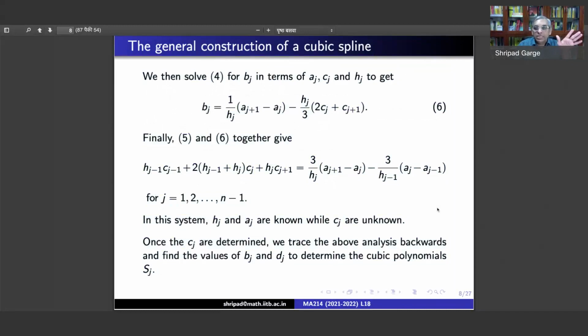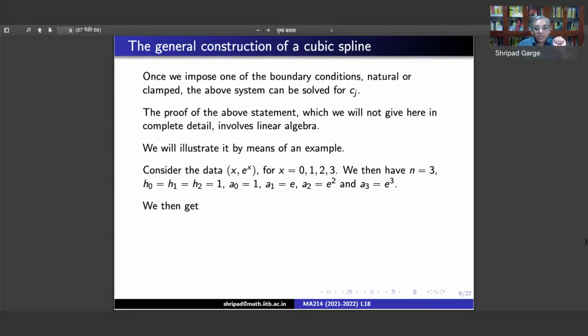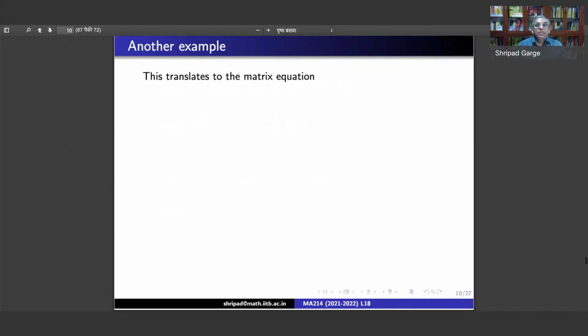We have computed the AJs, we know what the HJs are, so we have simply to compute the CJs, and we do that. The answer is that C0 is 0, and for C1 we will have C0 plus 4C1 plus C2 equal to the right hand side. That's the second equation, this is the third equation, and this is the fourth equation. So we have C1 plus 4C2 plus C3 is something, and finally we have C3 equal to 0.